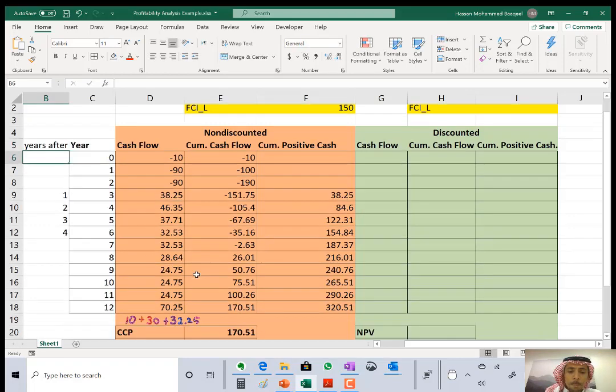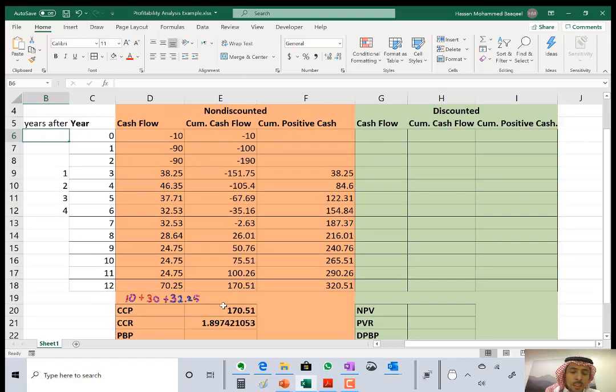Okay, but if I want to be precise, I have to do interpolation. I have to interpolate.